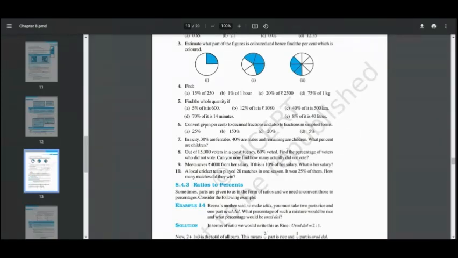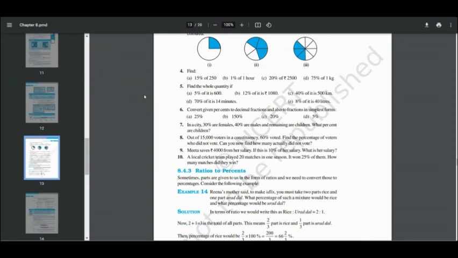So let's get the answer to question number 6 with explanation with Gorisha. Welcome back. So now I'll be explaining question number 6.